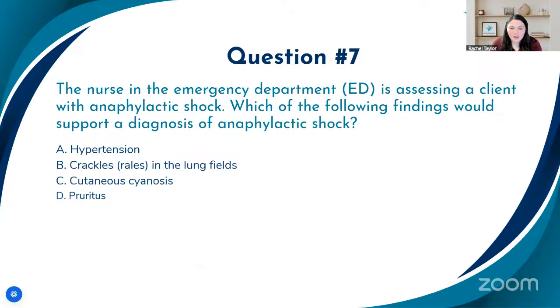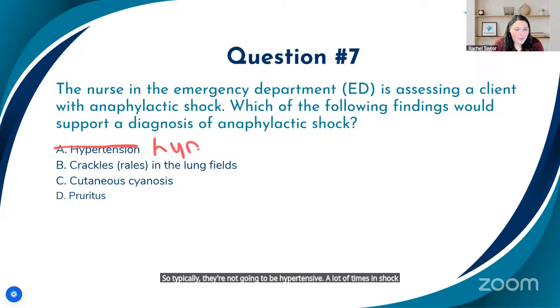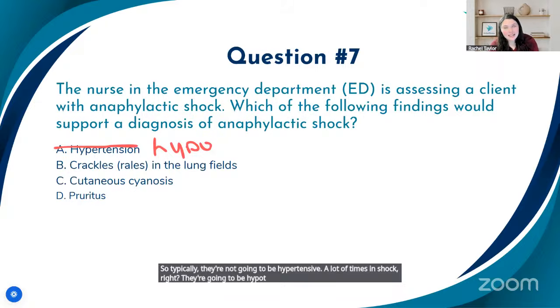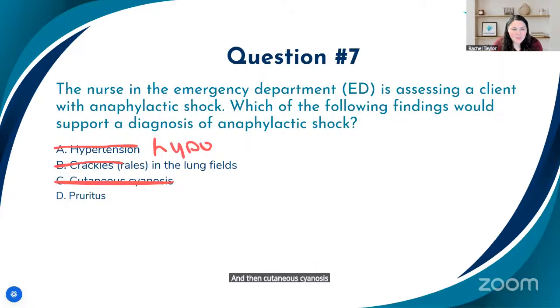Good. Seeing some right answers. So typically they're not going to be hypertensive. A lot of times in shock, right, they're going to be hypotensive with tachycardia. I don't necessarily expect crackles in the lung fields. That would be more like if someone was in a fluid overload. And then cutaneous cyanosis doesn't make sense for here either. So I'm going to say D, pruritus, right?